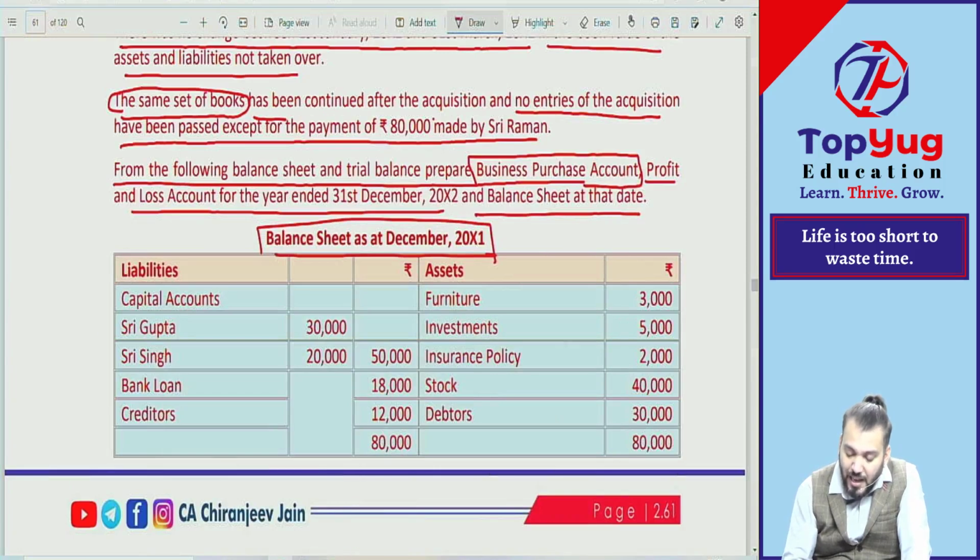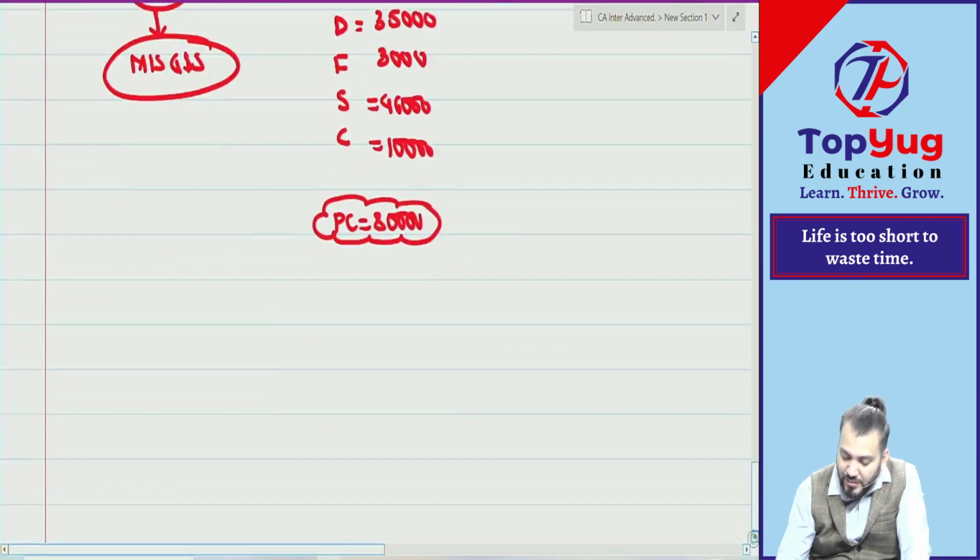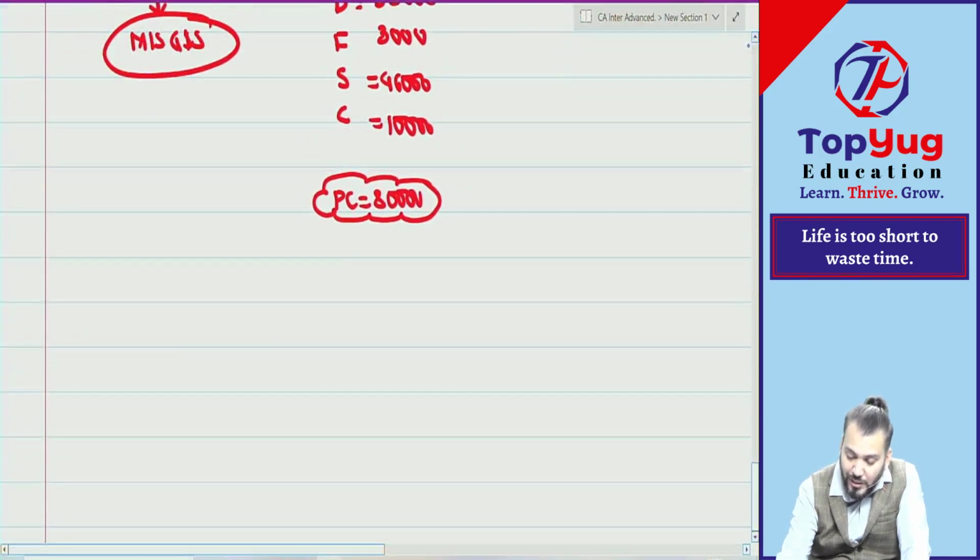And they have given the assets and liabilities which are not taken over. The book value remains the same. Can you see this furniture is not taken over? Chale, furniture is taken over. Investment is not taken over. Insurance policy is not taken over. Stock is taken over. Debtor is taken over. Bank loan is not taken over. Creditor is taken over. So can you give me the assets and liabilities which are not taken over one by one?